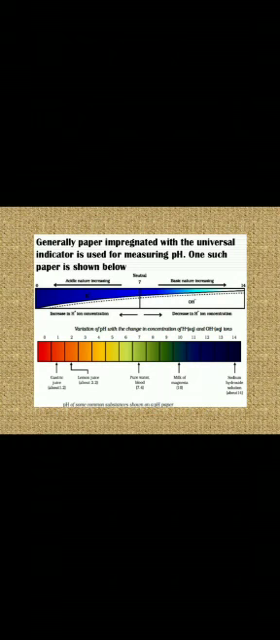Generally, paper impregnated with the universal indicator is used for measuring pH. One such paper is shown below. The pH paper shows different colors at different pH values.